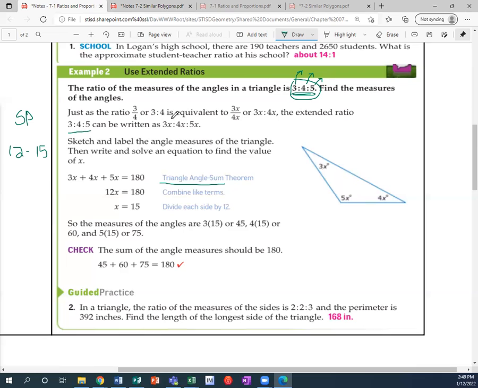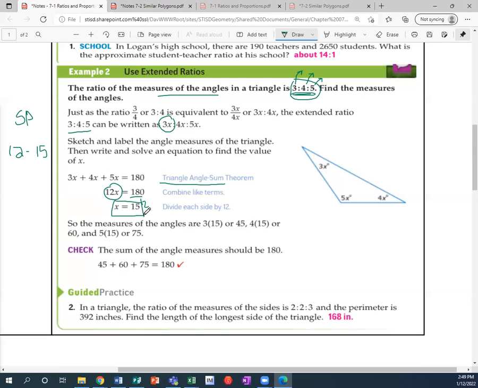So what we do is we take that 3 to 4 to 5 and we rewrite it as 3x to 4x to 5x. And because we're dealing with the measures of the angles, we're going to go to angle sum and add them together. 3x plus 4x plus 5x. That's our angle sum of 180. Add up all of your like terms. 3x plus 4x plus 5x is 12x. Divide both sides by 12, and we get that x has a value of 15.